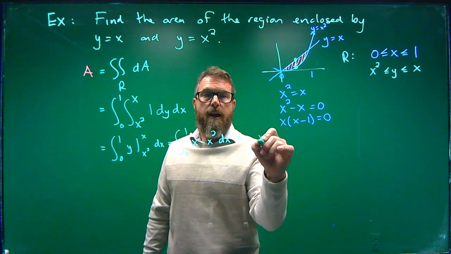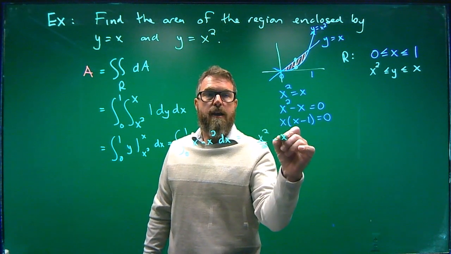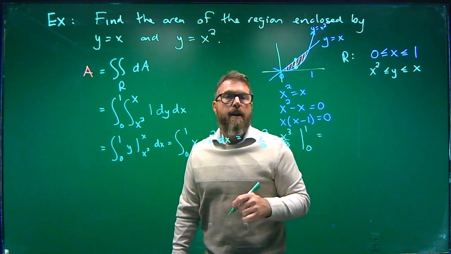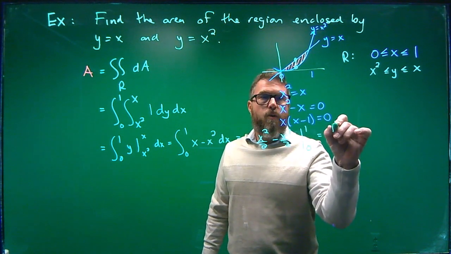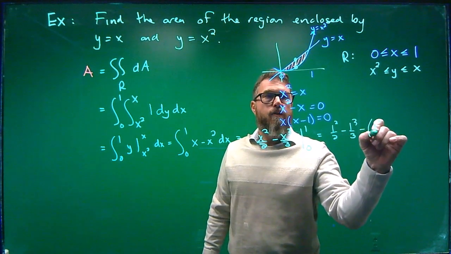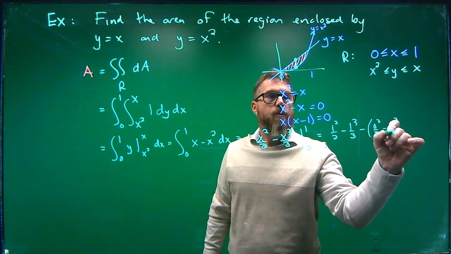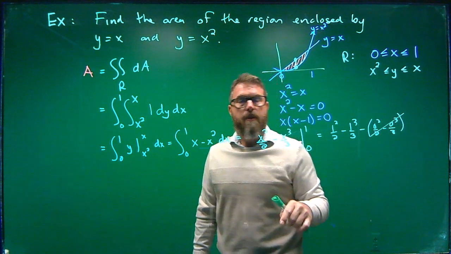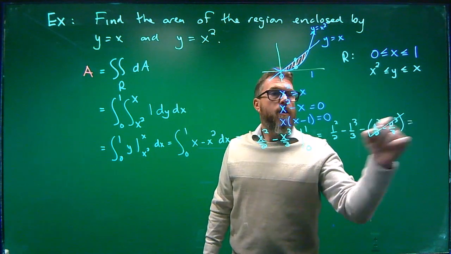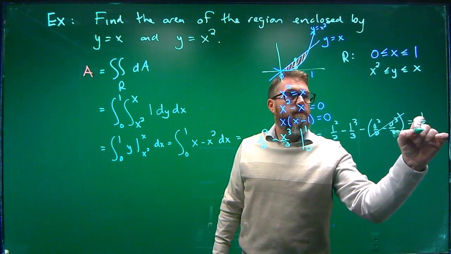So this is going to be x squared over 2 minus x cubed over 3, evaluated from 0 to 1. And plugging in 1, this is 1 squared over 2 minus 1 cubed over 3, minus 0 squared over 2 minus 0 cubed over 3. So we can see that's going to be 0. So 1/2 minus 1/3 is going to be equal to 1/6. So 3/6 minus 2/6 is 1/6.